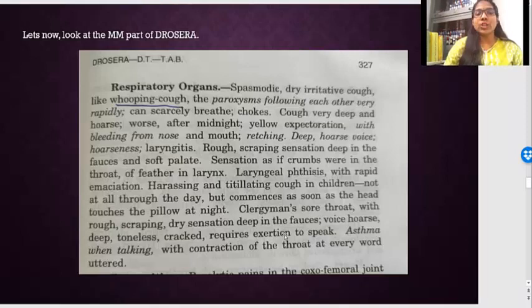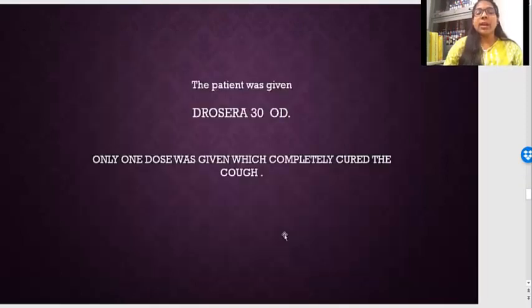This leads to selection of Drosera. Thus, the patient was given Drosera 30. And when you read Materia Medica, you also get to know regarding the dosage. So it's very clearly written in Materia Medica that Drosera has not to be repeated very frequently. So Drosera 30, one dose was given and only one dose completely cured the cough.